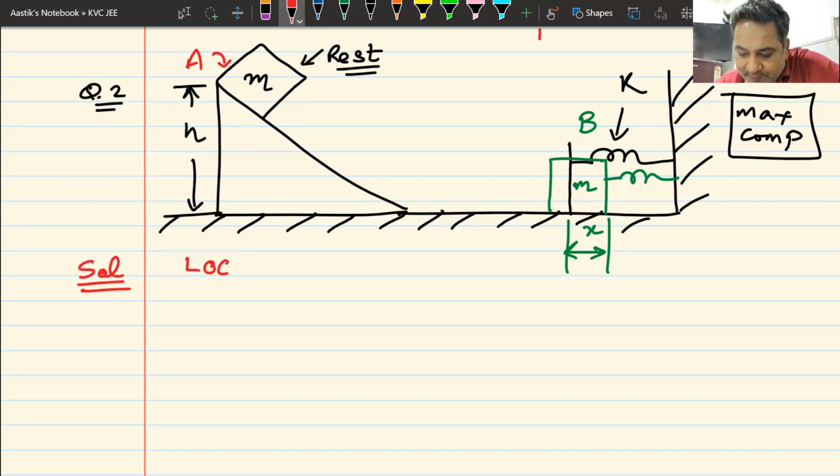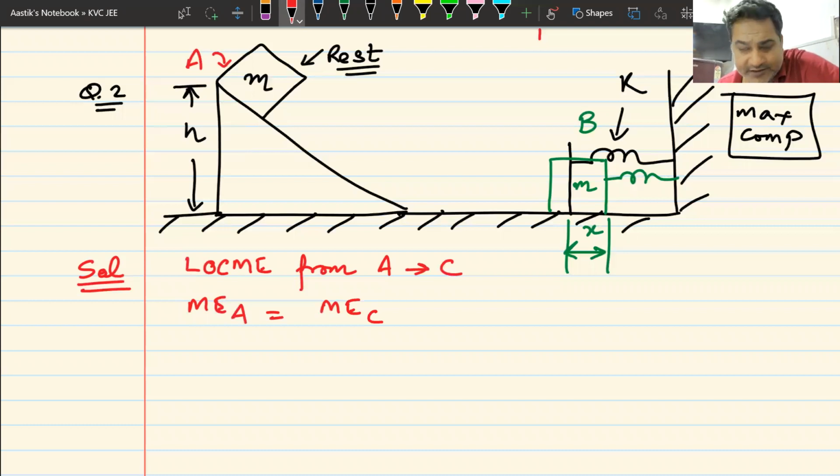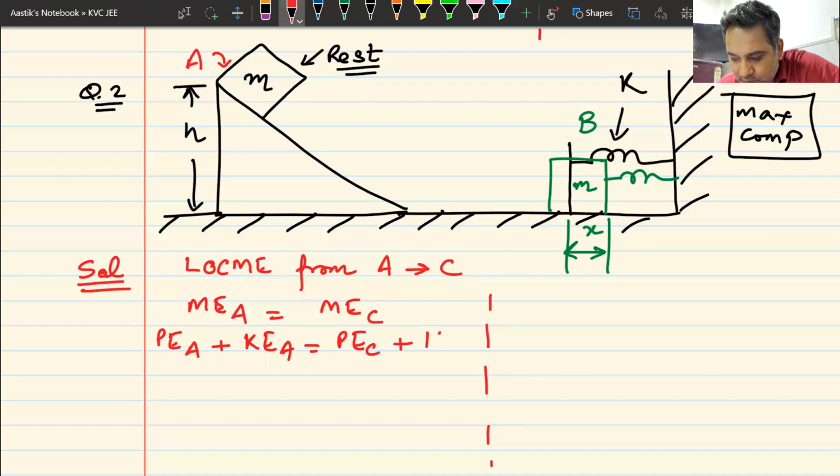I will apply LOCME from A to C. So first of all, I will write mechanical energy at point A will be equal to mechanical energy at point C, correct? Now, mechanical energy at point A will consist of potential energy at point A plus kinetic energy at A, equals potential energy at C plus kinetic energy at C.